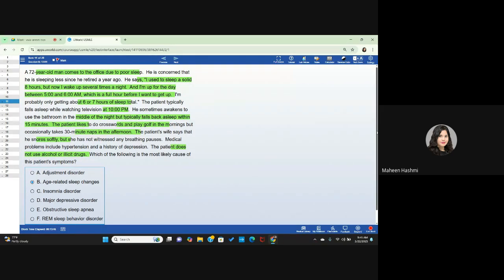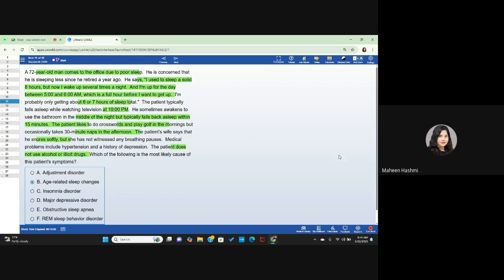Again, depression symptoms, if they're more than 2 weeks, it's classified as a major depressive disorder. If it's lesser than 2 weeks, then what is it classified as? Brief psychotic disorder. Less than 2 weeks.